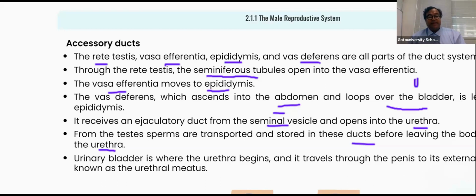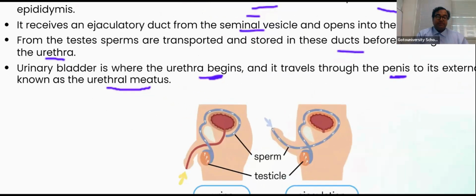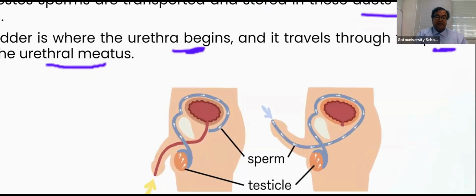So the urinary bladder is the place where the urethra begins, and then it passes through the penis, right? This urethral meatus is a structure, also called the glans penis. The tip of the penis is called the glans penis, also called the urethral meatus, right? If I show the picture for you, you will understand exactly. This segment is a penis segment. You know this very well. Both pictures, being a doctor, we should know.